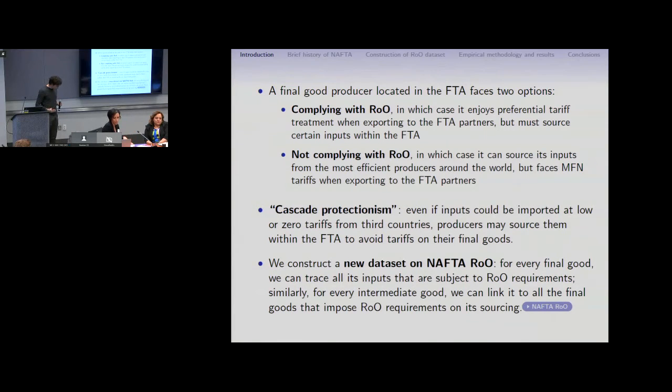So in this particular paper, we're going to try to construct a new data set on NAFTA rules of origin, which is going to be very particular in the sense that for each final good, we're going to be able to construct a list of all the intermediate goods that are restricted by rules of origin. And this is somehow very unique.